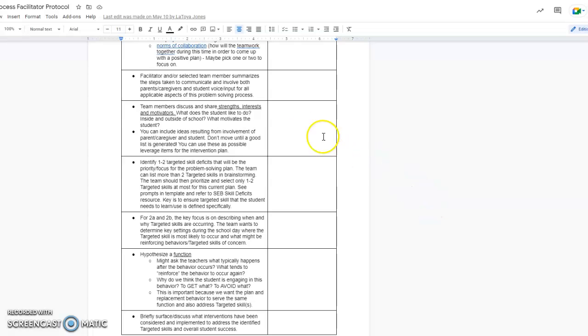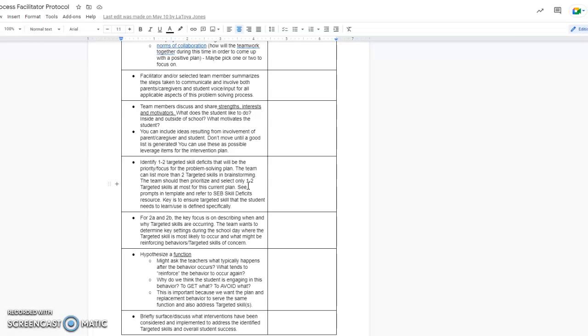We want to ensure that we are talking about strengths, interests, and motivators for the students, and that we are identifying 1 to 2 targeted skill deficits with regards to lagging skills the student is having difficulty meeting based on adult request.